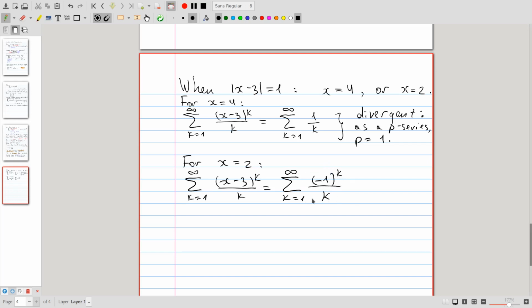And this series here is, and I will let you think about it for a second. What can you say about this series? This series is convergent by the alternating series test.